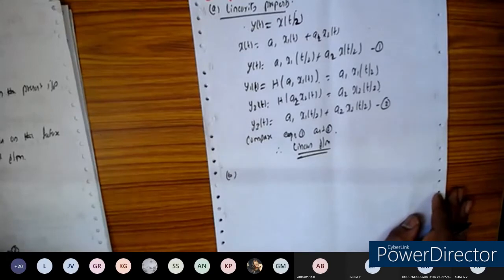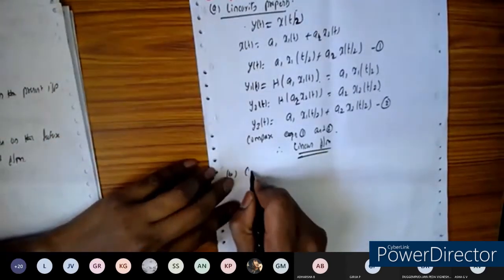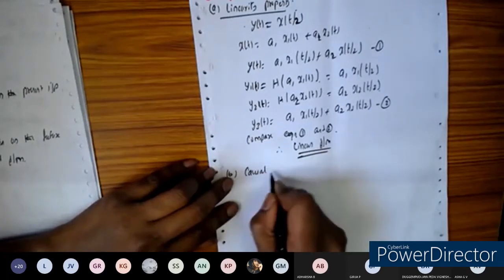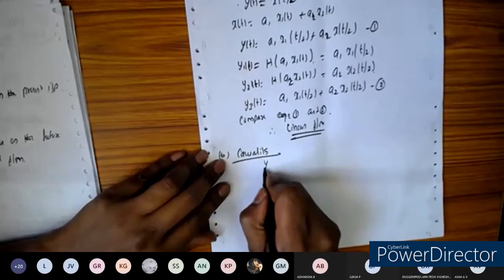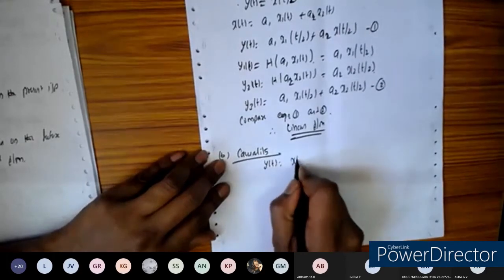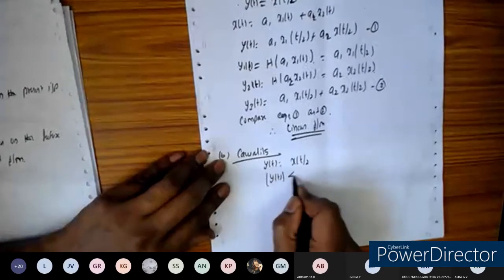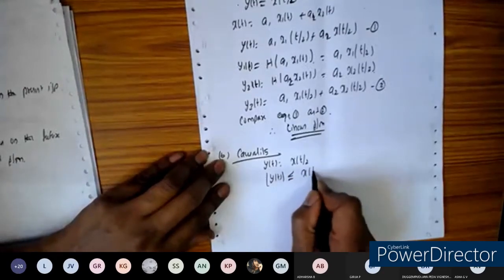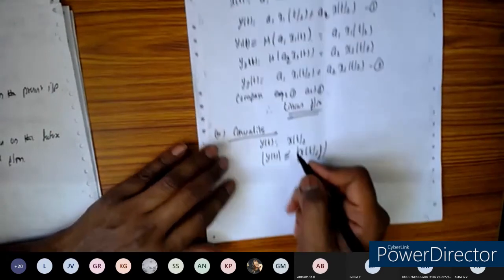Then the next one is causal. So obviously this will be a causal system. For verifying the causality, let us consider a system y of t is equal to x of t by 2. Consider the magnitude of that one. Whenever you consider the magnitude, it will become less than or equal.